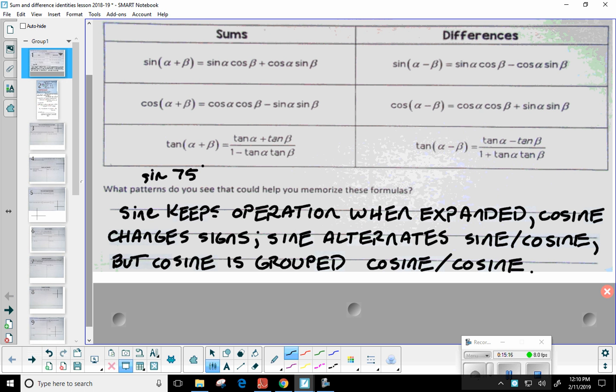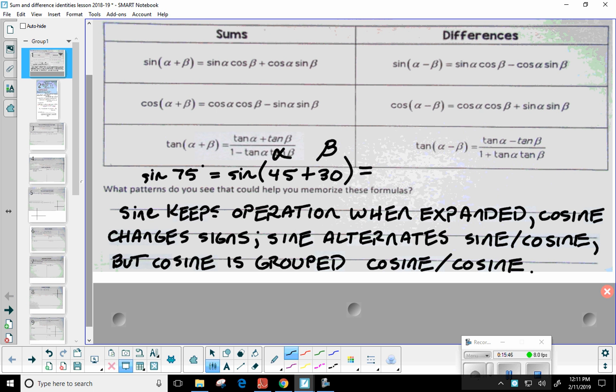So for example, to get 75, couldn't I say sine of 45 plus 30? And our 30 and 45 are measures that we know on the unit circle. So this would be my alpha, this would be my beta. I could go ahead and expand that, and I can evaluate that. That's the goal. Is everybody okay with that? So let's go ahead and practice this.